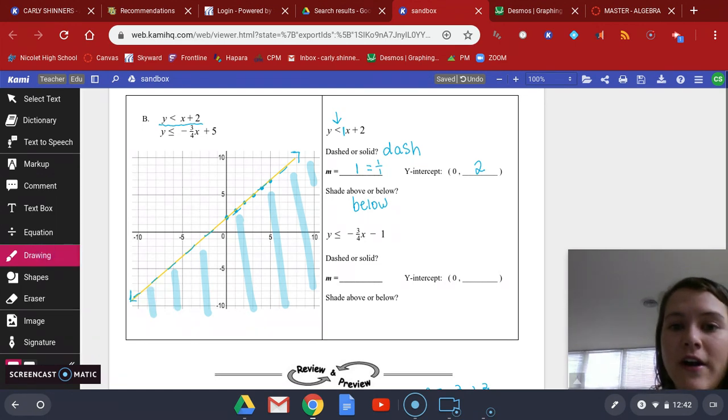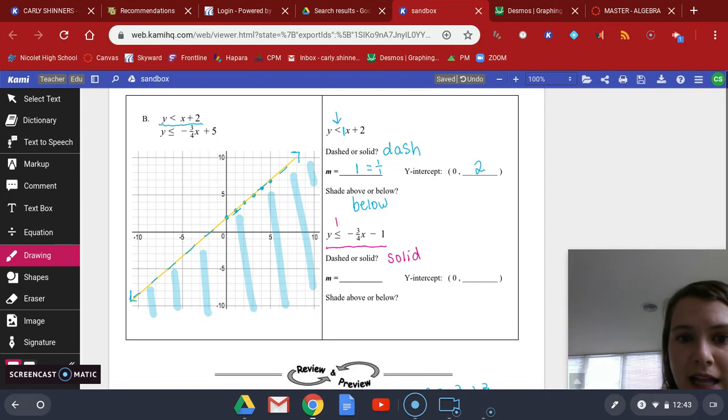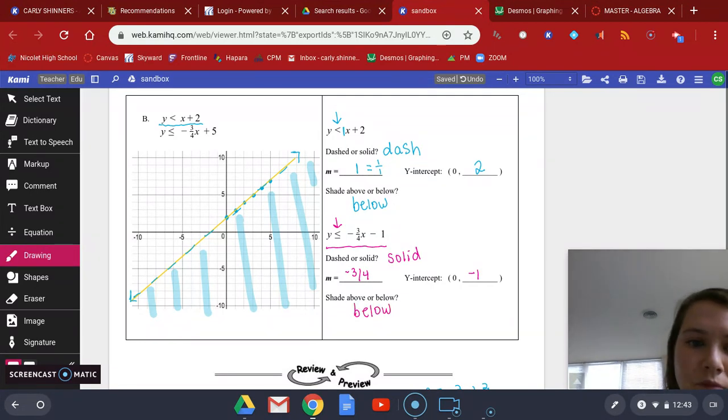Let's go over here. Here's my pink line, my second line. This is going to be a solid because it's less than or equal to. So that boundary line is included in the solution. Slope, y-intercept, and again, I will shade below for this line. So let's go to -1.